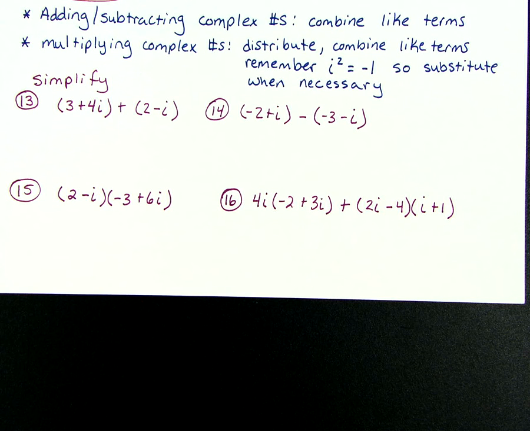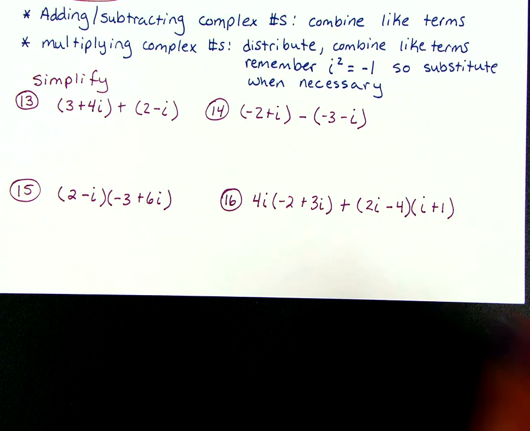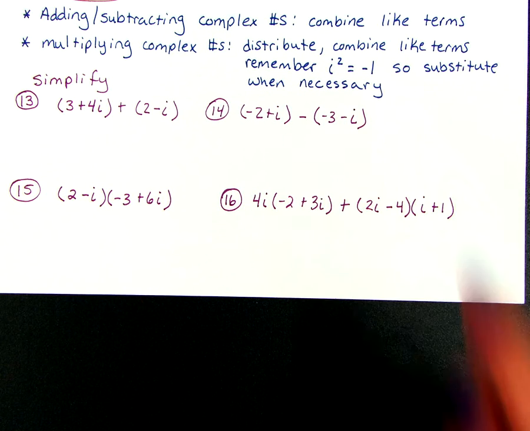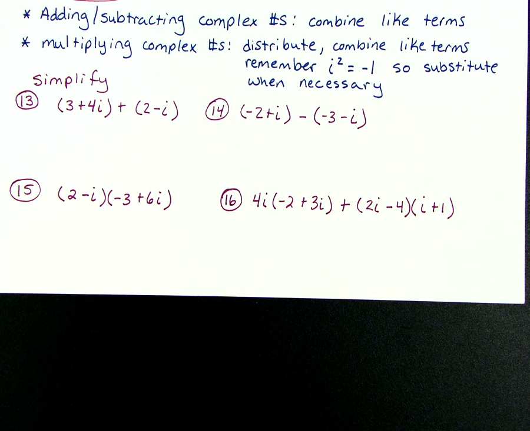In the next part of the lesson, we're going to talk about simplifying complex numbers. When we are adding and subtracting complex numbers, we just combine like terms. When we are multiplying complex numbers, we are distributing, then we combine like terms, and again, we have to remember that i squared is the same thing as -1. So we would substitute that in if we end up with an i squared term.